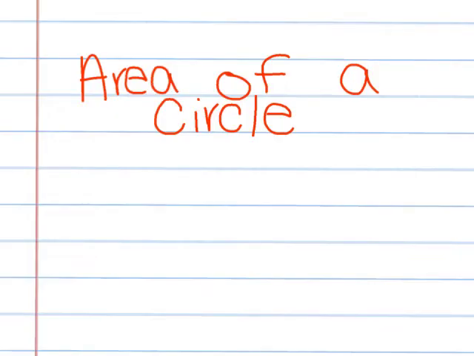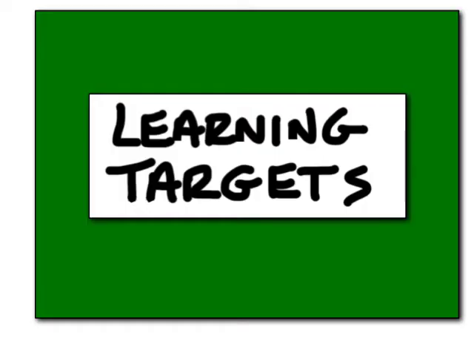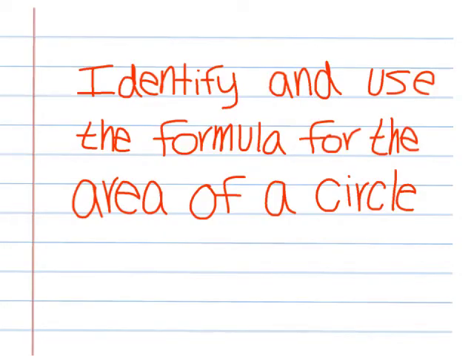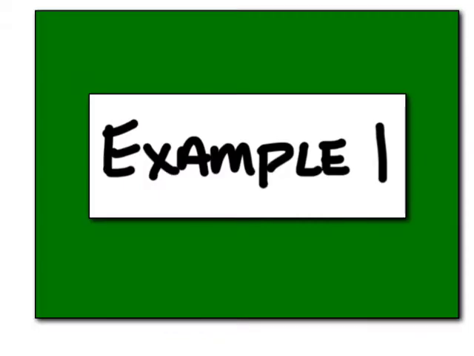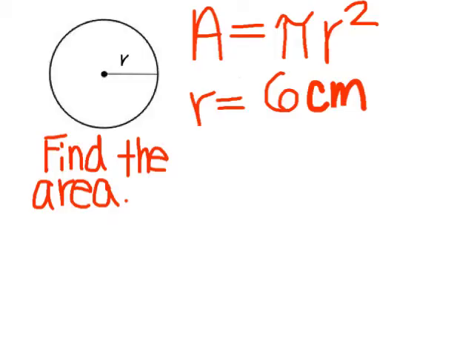Objectives for today. The area of a circle and the specific learning targets. Identify and use the following formula for the area of a circle. Example number 1. The formula is pi r squared. Area equals pi r squared.